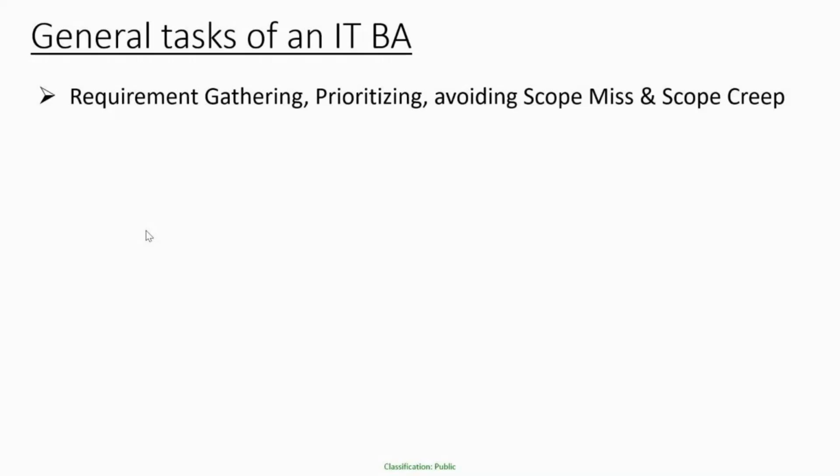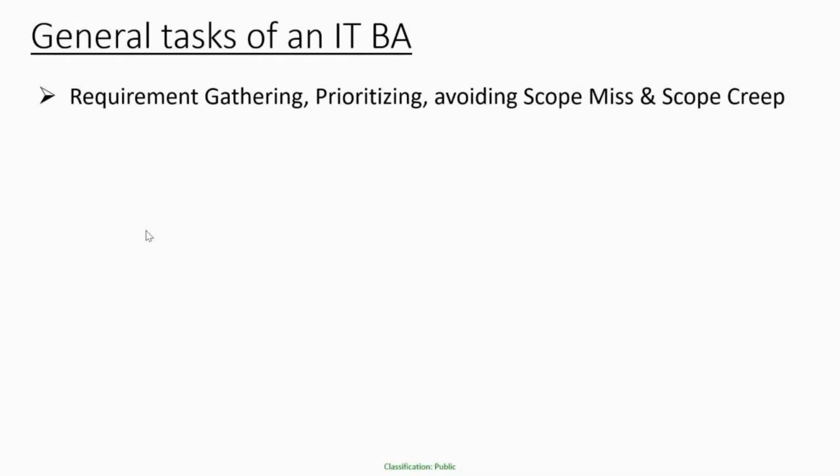So this sort of prioritizing, you as a BA will not do it all by yourself, because at the end these are business requirements and the priorities also should be coming from them. But you will help the business team in prioritizing these requirements, and you'll play a very crucial role in that.